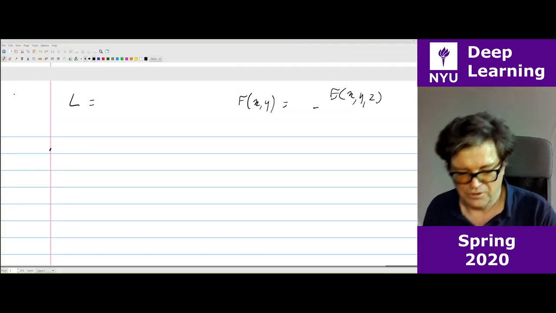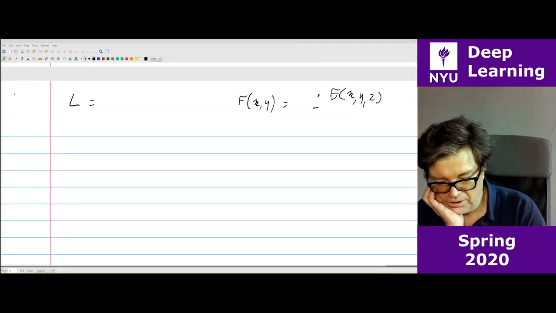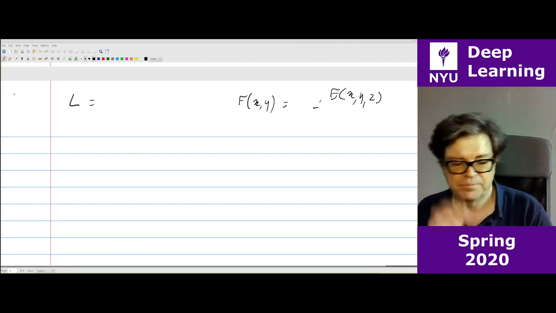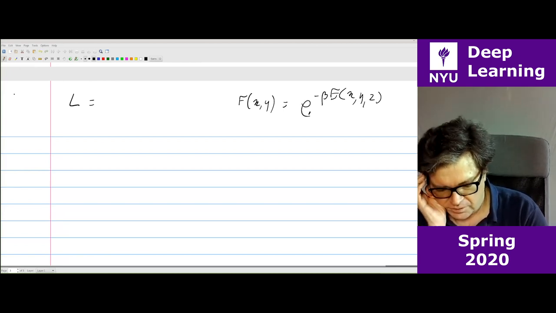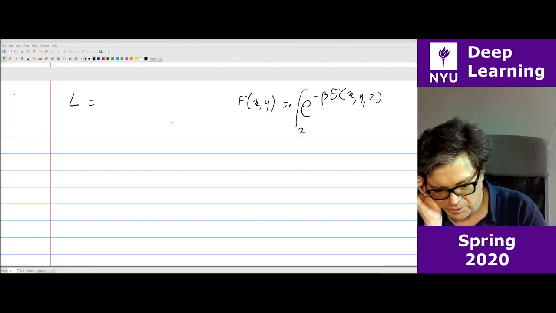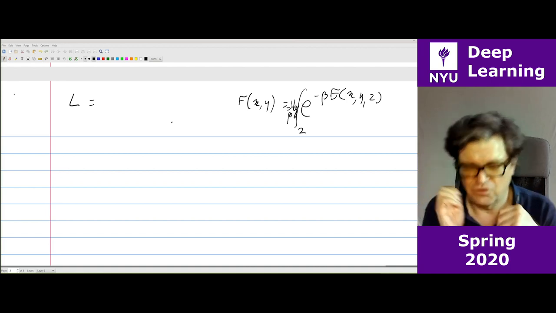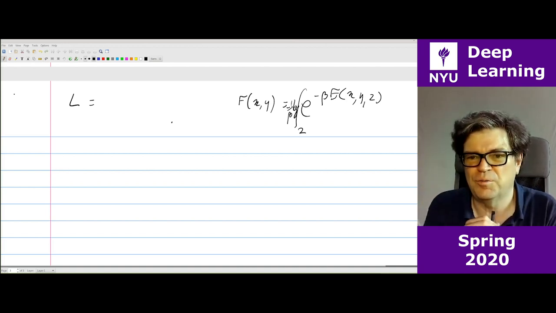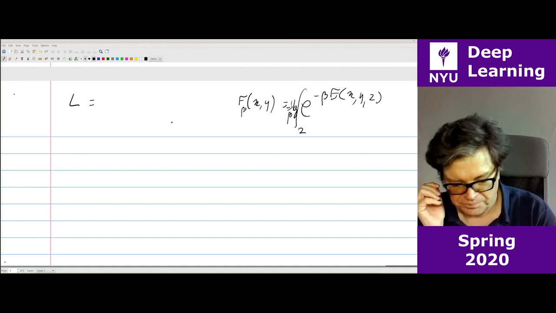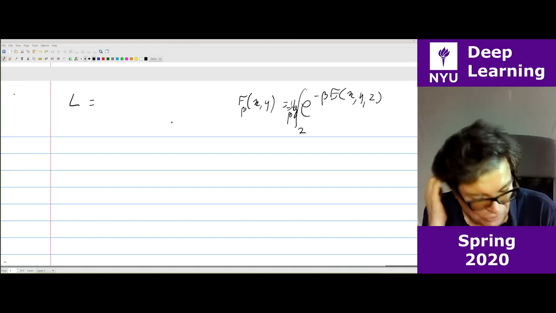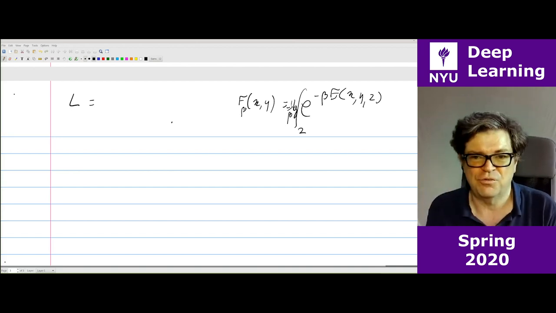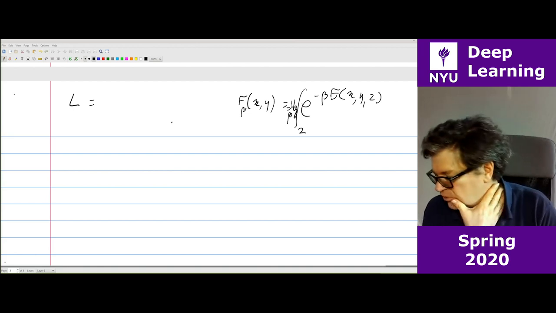So the way you marginalize, right, is you do minus one over beta, log, sum over all z's of e to the minus beta e. So this is the formula for marginalizing a latent variable. And that also applies to loss functions. Whatever function you want to marginalize over a latent variable, that's what you compute.